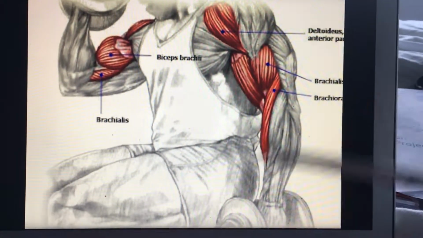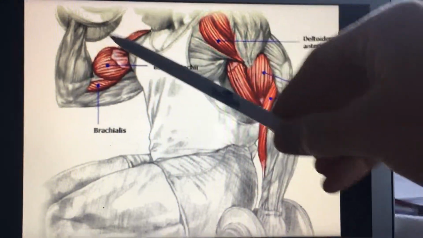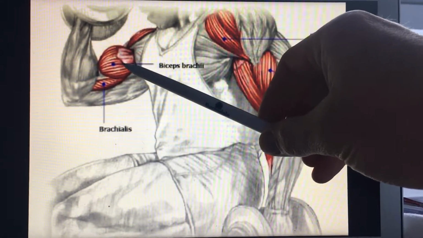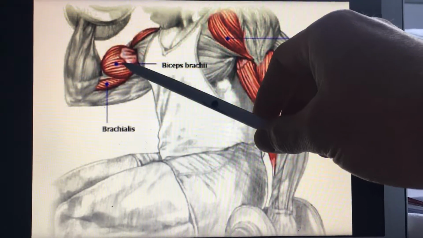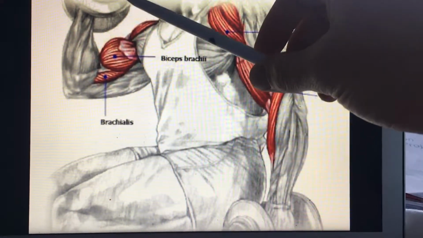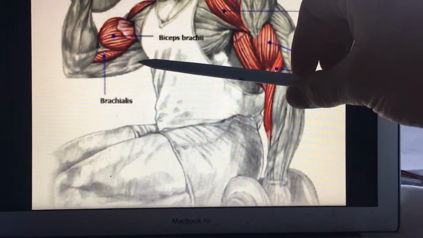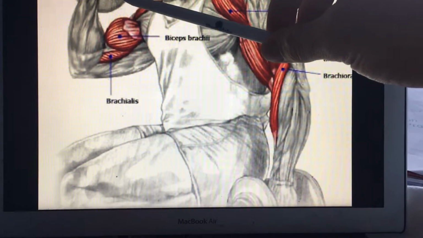So in this situation, we've got the bicep curl. The dumbbell here has been lifted up. The biceps brachii has been the agonist. So there's been a concentric contraction here to lift that weight and allow the movement to occur. At the same time, the opposing muscle, the triceps brachii, must relax to allow that to occur.